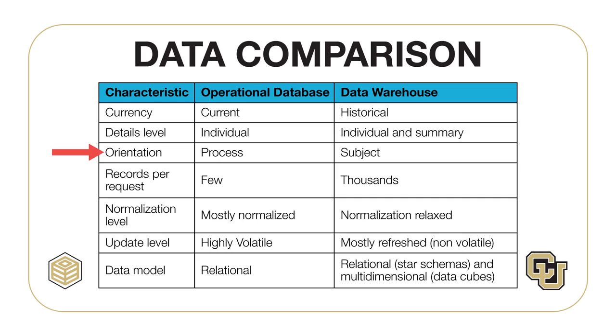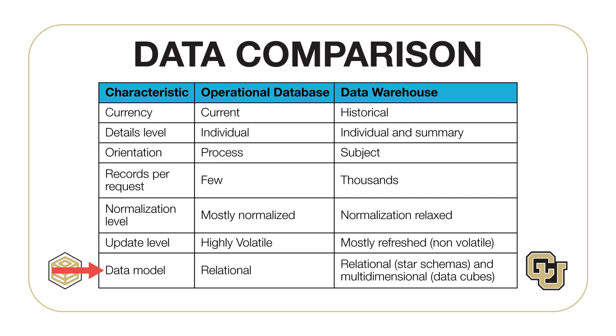Operational databases therefore have a process orientation, for example, all data relevant to a particular business process, compared to a subject orientation for a data warehouse, for example, all customer data or order data. A transaction typically updates only a few records in an operational database, whereas a business intelligence application may query thousands to millions of records from a data warehouse. Normalization is less important for data warehouses because of the focus on reporting rather than transaction processing. Operational databases are highly volatile, processing large volumes of transactions, while data warehouses are non-volatile, with periodic refreshment to integrate new source data.